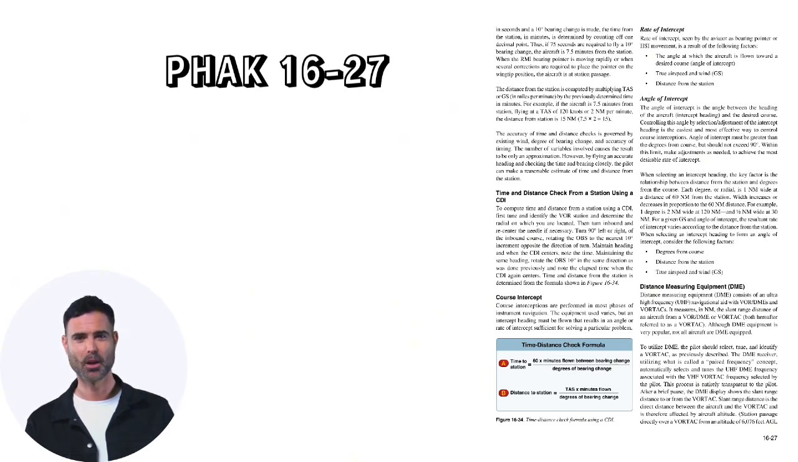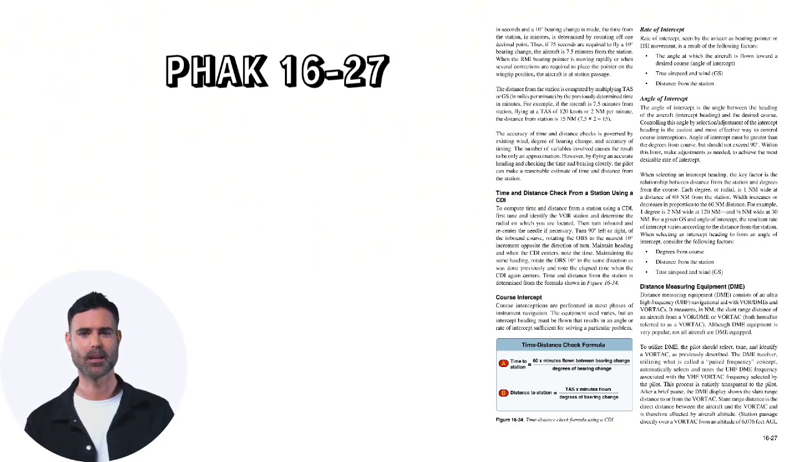DME consists of an ultra-high frequency (UHF) navigational aid with VOR/DMEs and VORTACs. It measures, in NM, the slant range distance of an aircraft from a VOR/DME or VORTAC, both hereafter referred to as a VORTAC. Although DME equipment is very popular, not all aircraft are DME equipped.